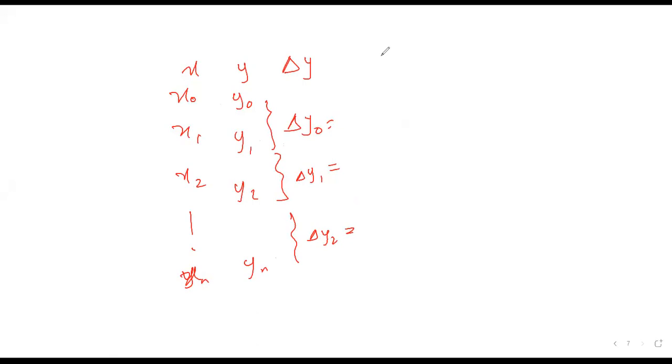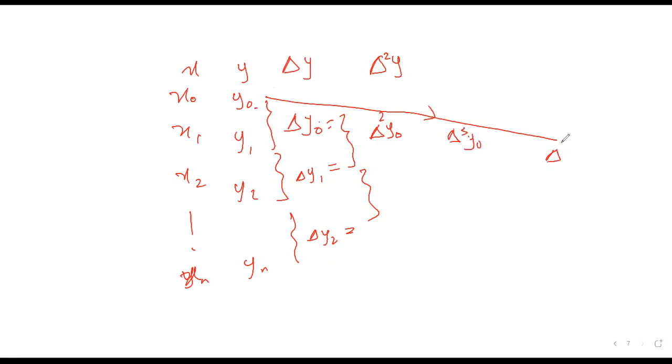This will make it easy for you to answer the questions in the exam also. Here you have to go between these, the difference. What will be delta squared y0? If it is a forward one, you have to know these things: y0, delta y0, delta squared y0, delta cubed y0. That's how it will go. Let's say this is my last one, the fourth one.